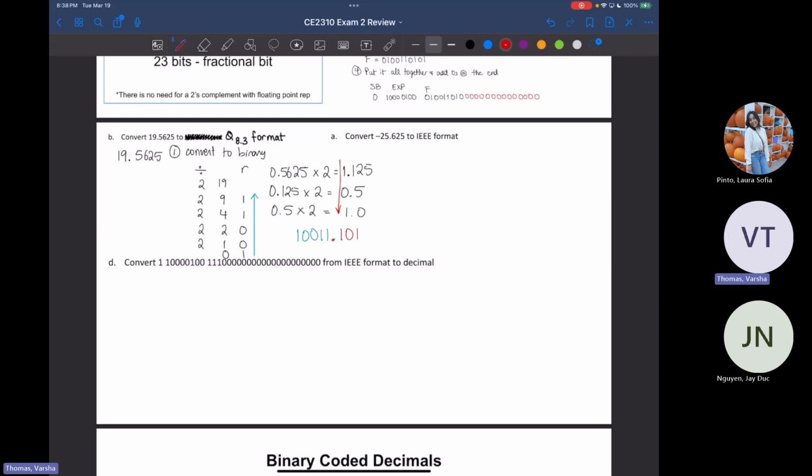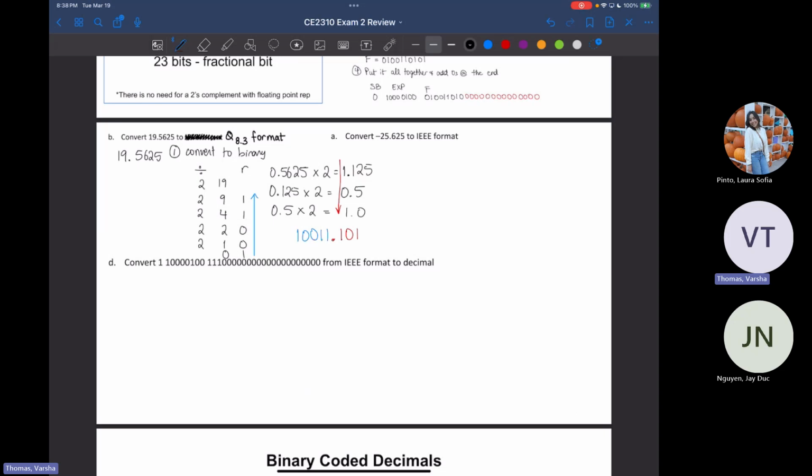We can do a quick check to make sure that this is actually 19.625. So this is 2 to the 4, 3, 2, 1, 0. 2 to the 4 plus 2 to the 1 plus 2 to the 0. Yep, that's 19. And then 2 to the minus 1 plus 2 to the minus 3 is 0.625. Oh, did I mess up somewhere? No, I think that's good. Okay.